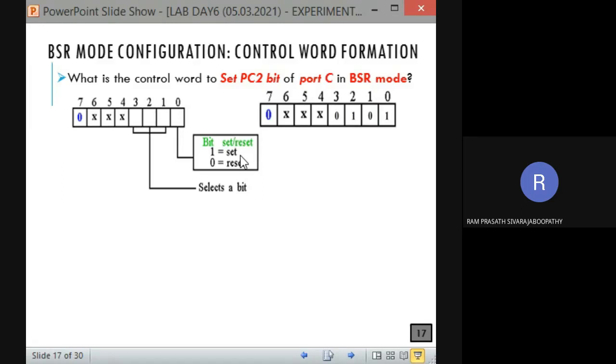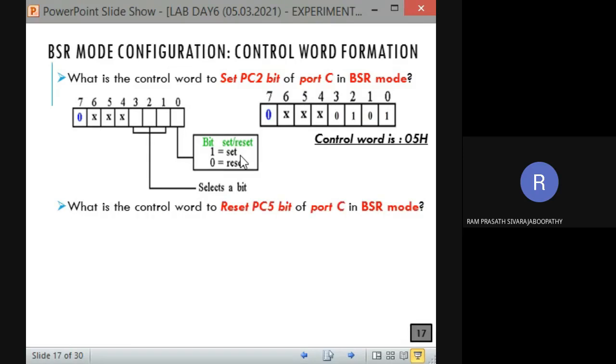Can you people write it in a 8-bit pattern as a hexadecimal number? Consider don't care bits are 0. Always don't care, we are assuming it as 0. So what about the hexadecimal value? Yes, 0 5. That's all.